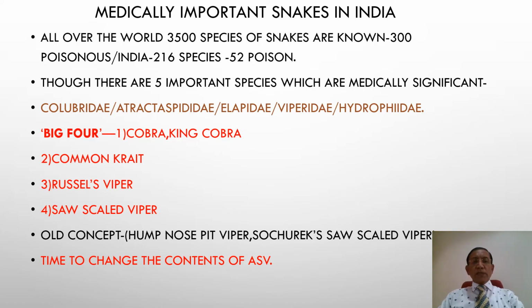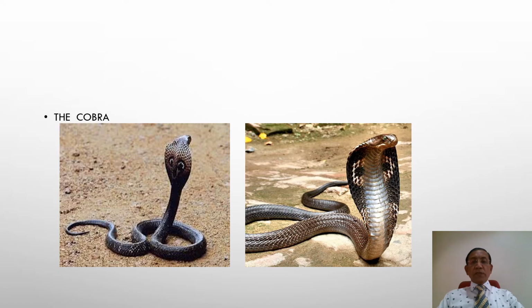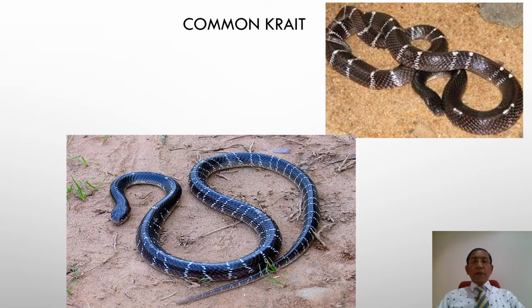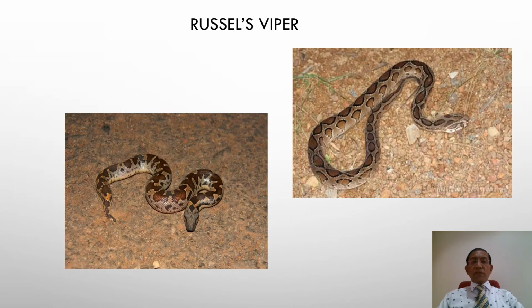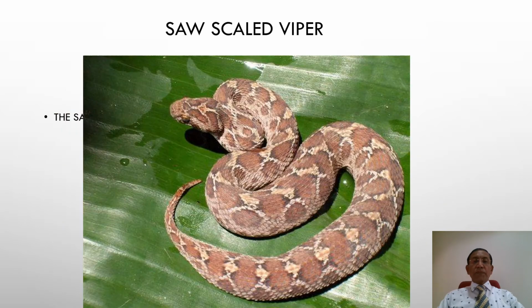So these are the six common poisonous snakes found in India. This is the cobra, the classical one, with a fang and the mark on the back of the hood. This is the common krait. This is the banded krait, another variety of krait. This is Russell's viper. This is the saw-scaled viper.